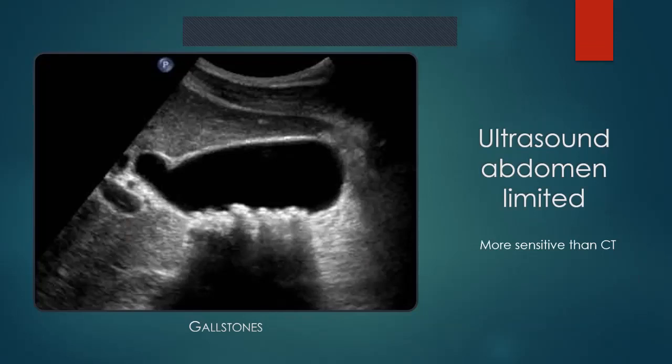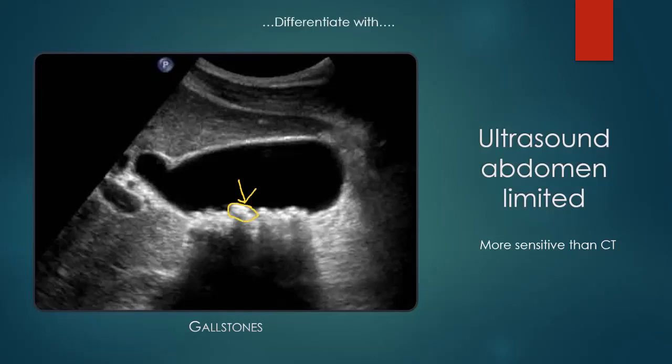When you're ordering an ultrasound, you want to order the Ultrasound Abdomen Limited. These are more sensitive than CT scans. CT scans can see stones, but they may not necessarily be able to see the difference between acute cholecystitis and symptomatic biliary colic. So what we're looking at here in this picture is these big white stones.